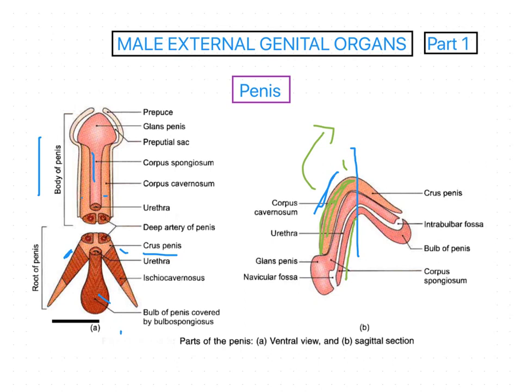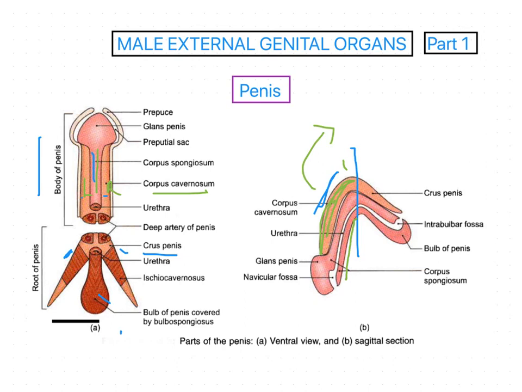Next, the body of the penis is composed of three elongated cylindrical structures: a pair of corpora cavernosa, so this is the left and right corpus cavernosum, and a corpus spongiosum, which is made up of spongy erectile tissue with cavernous blood spaces in them. So that we can see in the transverse section.